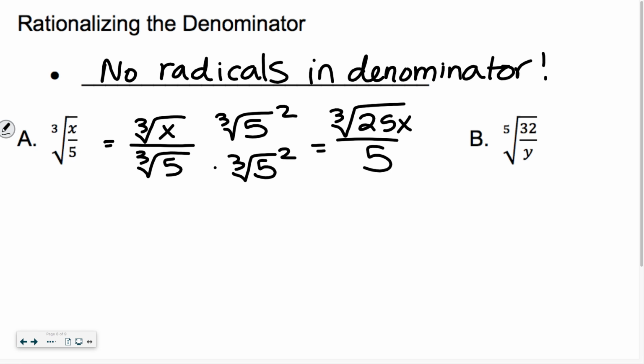Remember, when I put that square out there, it could be on the 5. I could put parentheses. It's all the same thing. It's the cube root of 5 squared. So it can be the cube root of 25. It's the same.